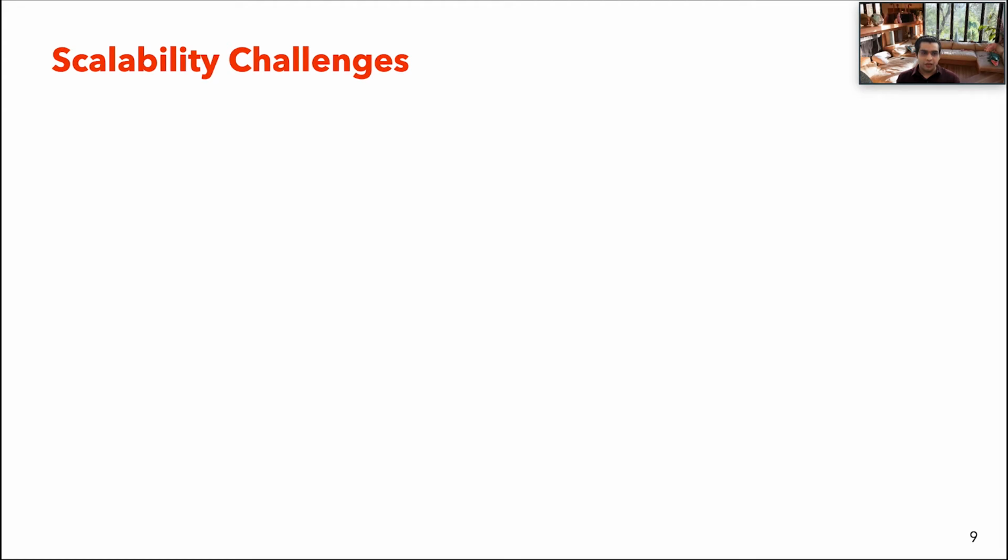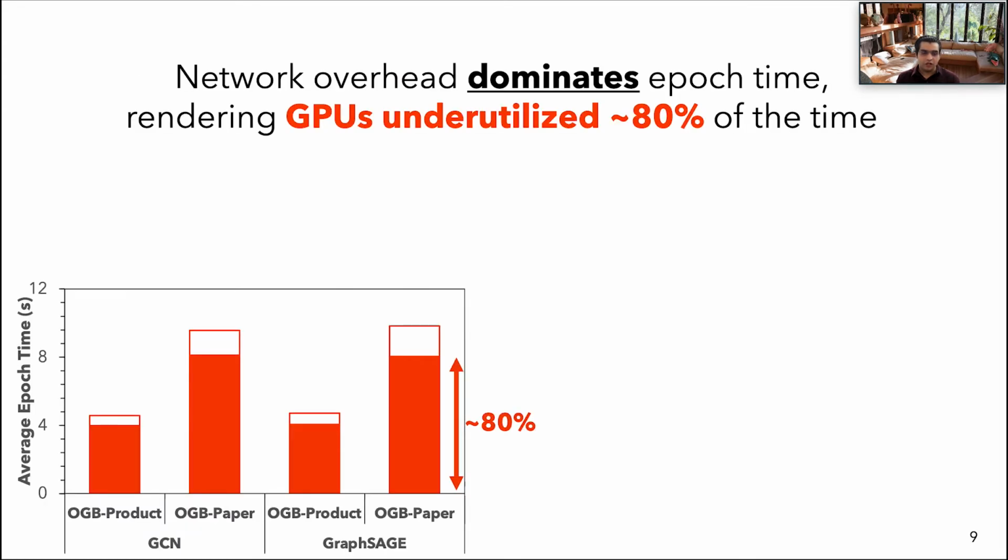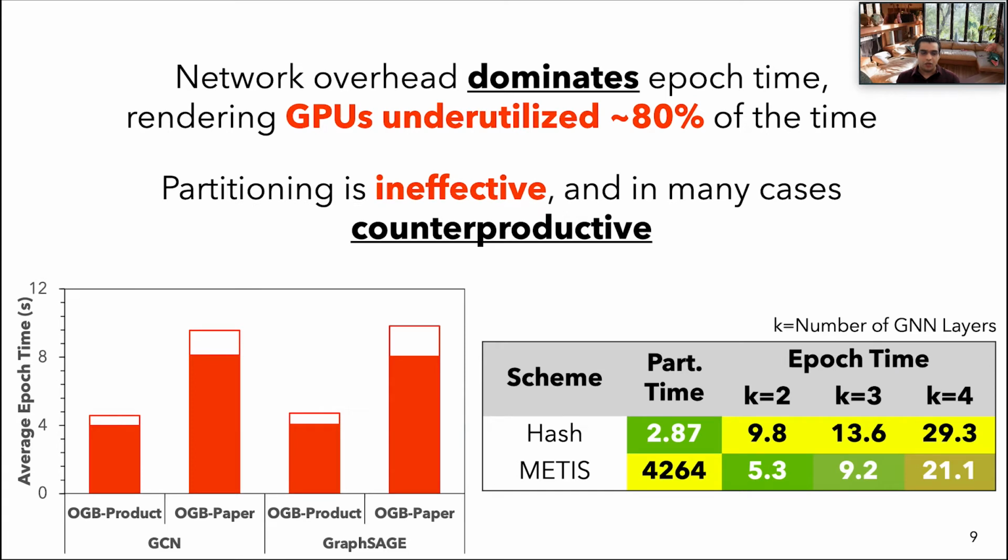Training GNNs in this manner results in two main scalability challenges. First, we have found that the network communication overhead, shown by the filled portion in this plot, dominates the training time for different GNN architectures and datasets and leads to underutilization of GPUs, sometimes as much as 80% of the time. Second, computationally simple partitioning schemes do not yield the intended performance uplift. Partitioning schemes which are effective are also computationally expensive, and even they provide diminishing returns as the number of layers increase.